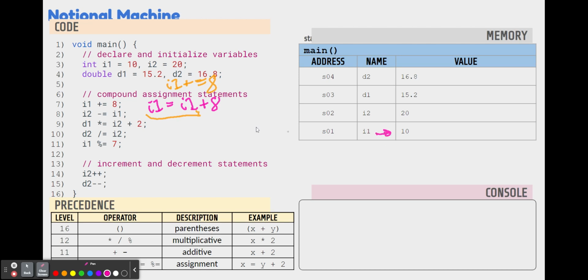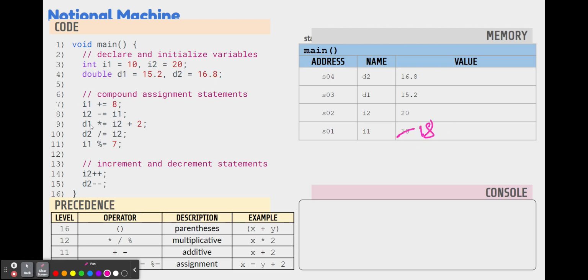We would evaluate it the same way. So I1 is 10. So on the right side, I1 evaluates to 10 plus 8. That's 18. And that goes back into I1. So I1 changes from a 10. It is now an 18. So this operator is just a way to do math on the variable on the left. I don't want to write the variable on the left and then also write it again on the right. So I'm just going to use this little shorthand, this compound assignment operator.